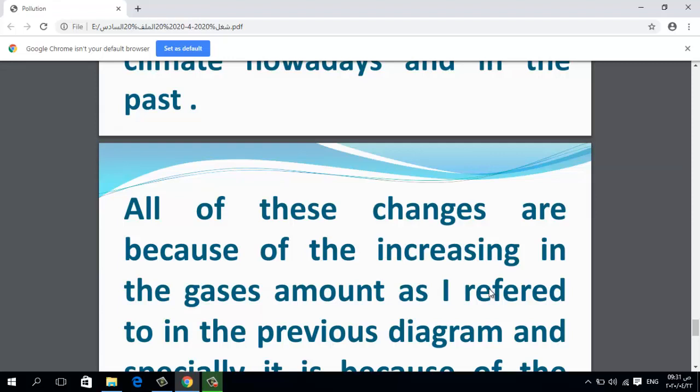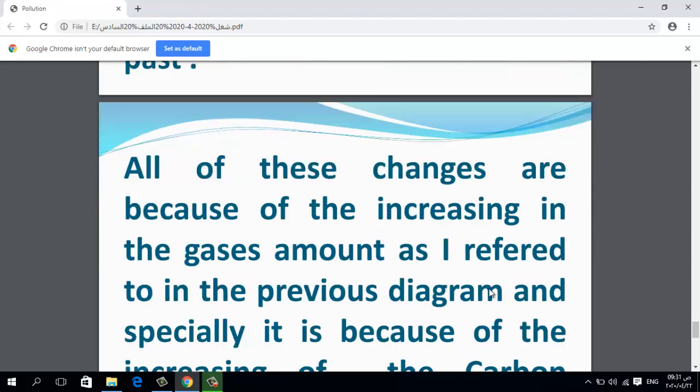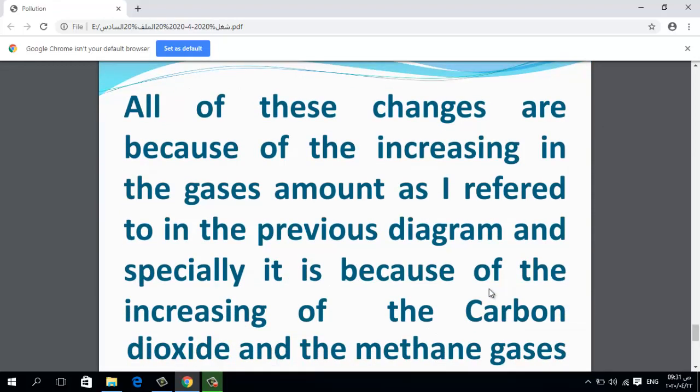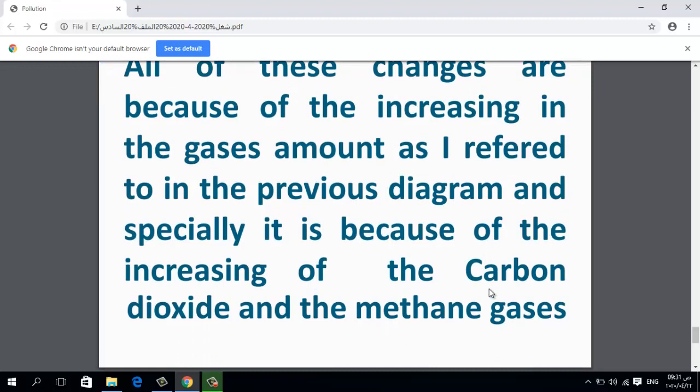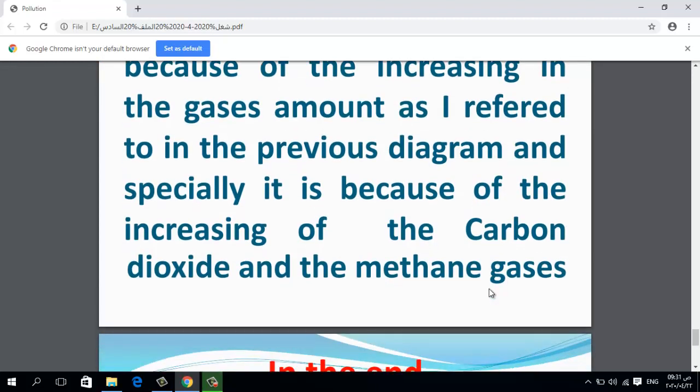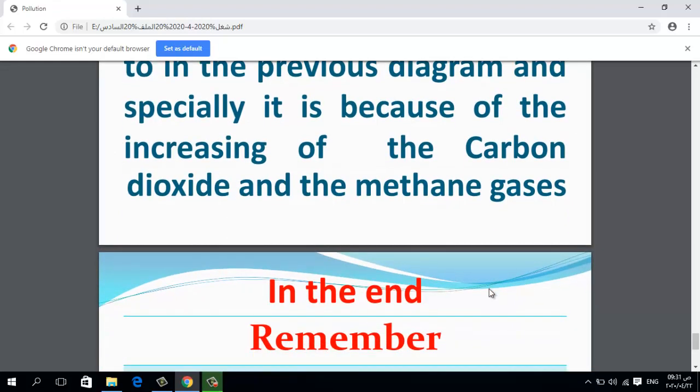Now these greenhouses give us our food. Maybe in summer you will find vegetables and fruits of winter, and the opposite will happen, but it is not a happy effect on our earth. No, it will destroy everything. So you can see how the increasing of carbon dioxide and methane gases will affect our land.